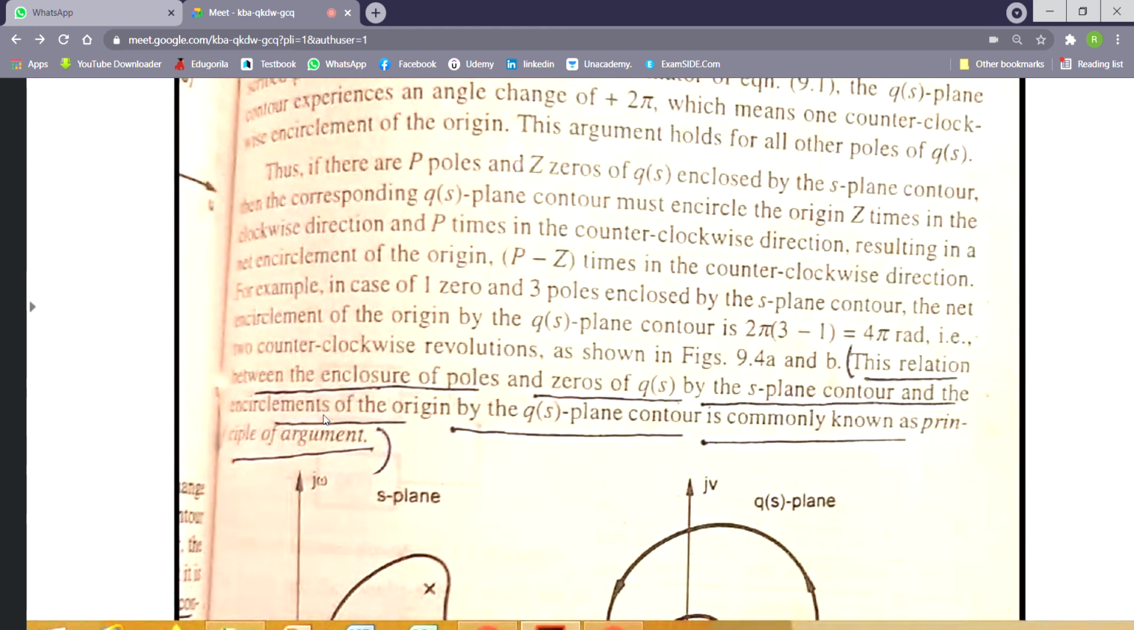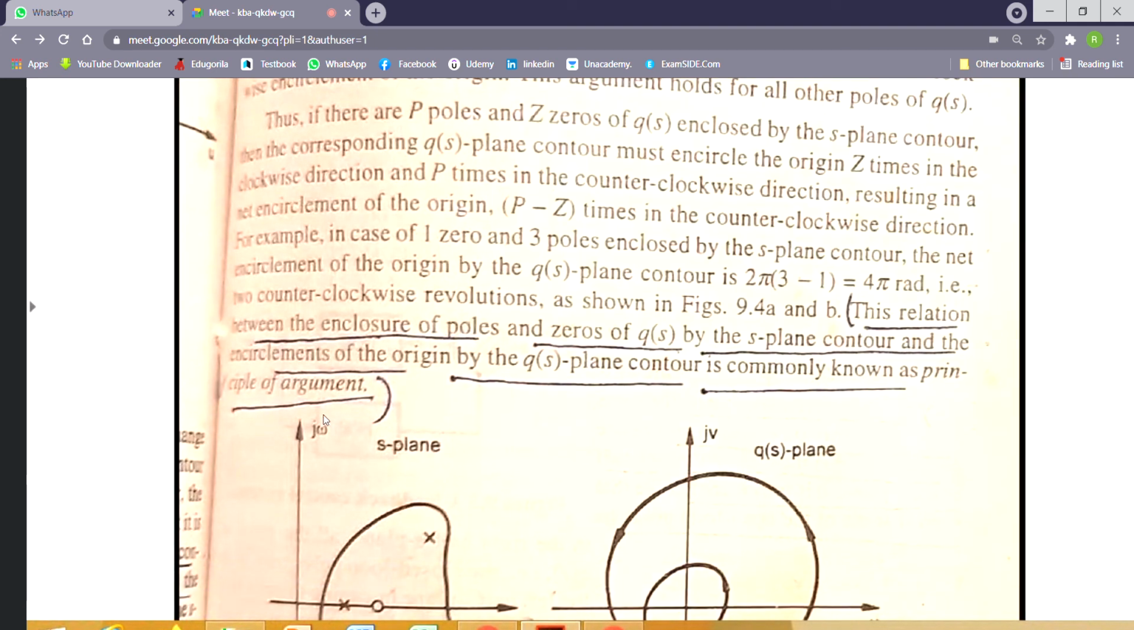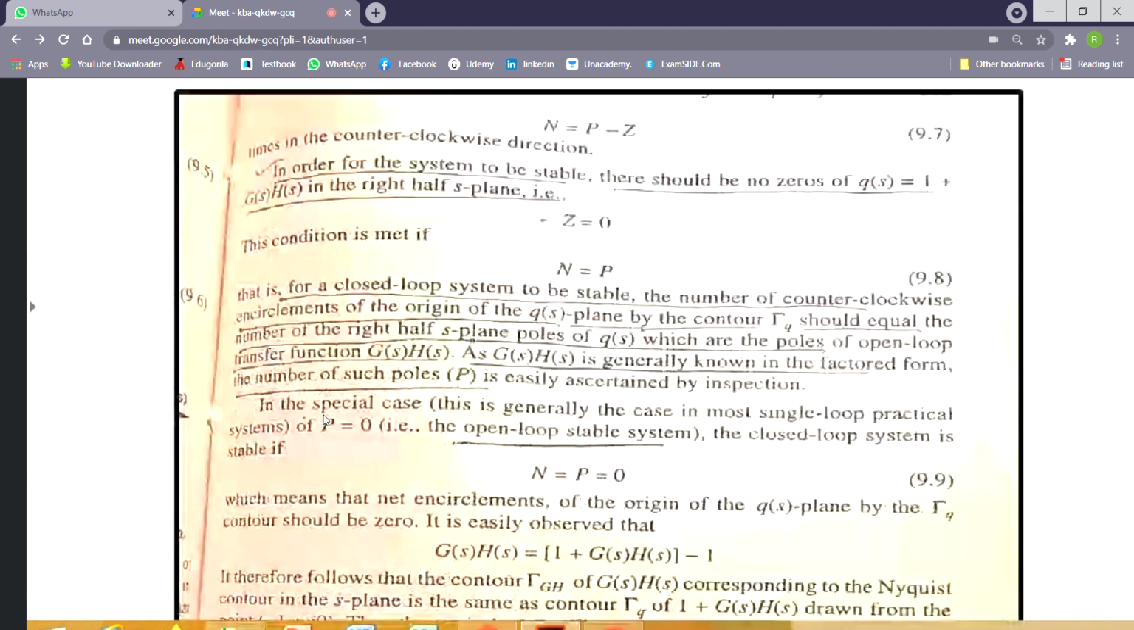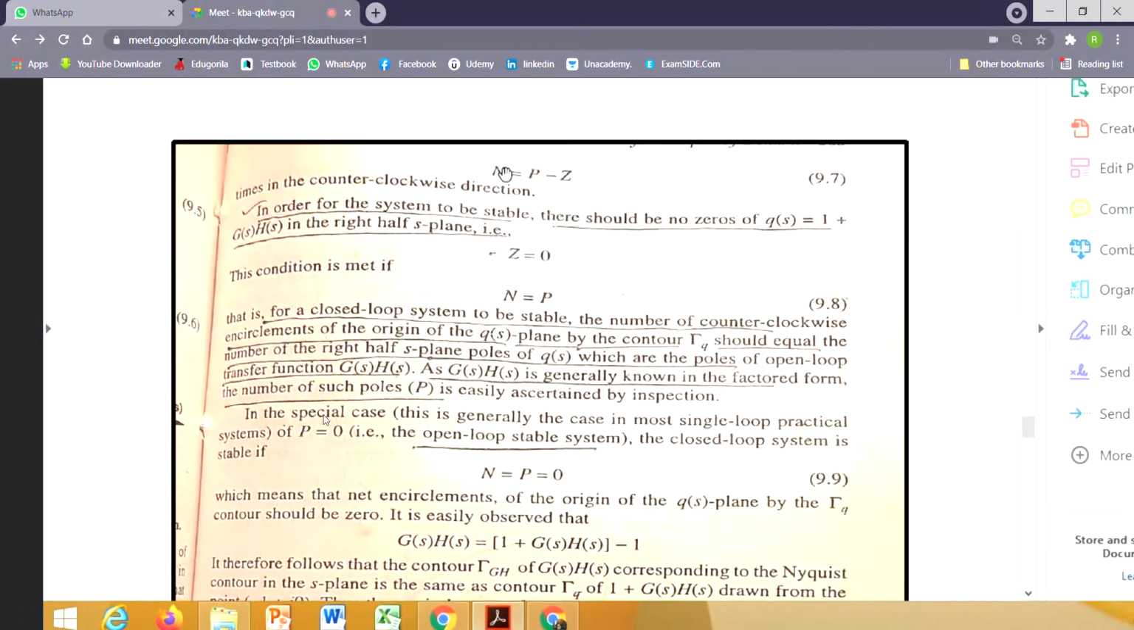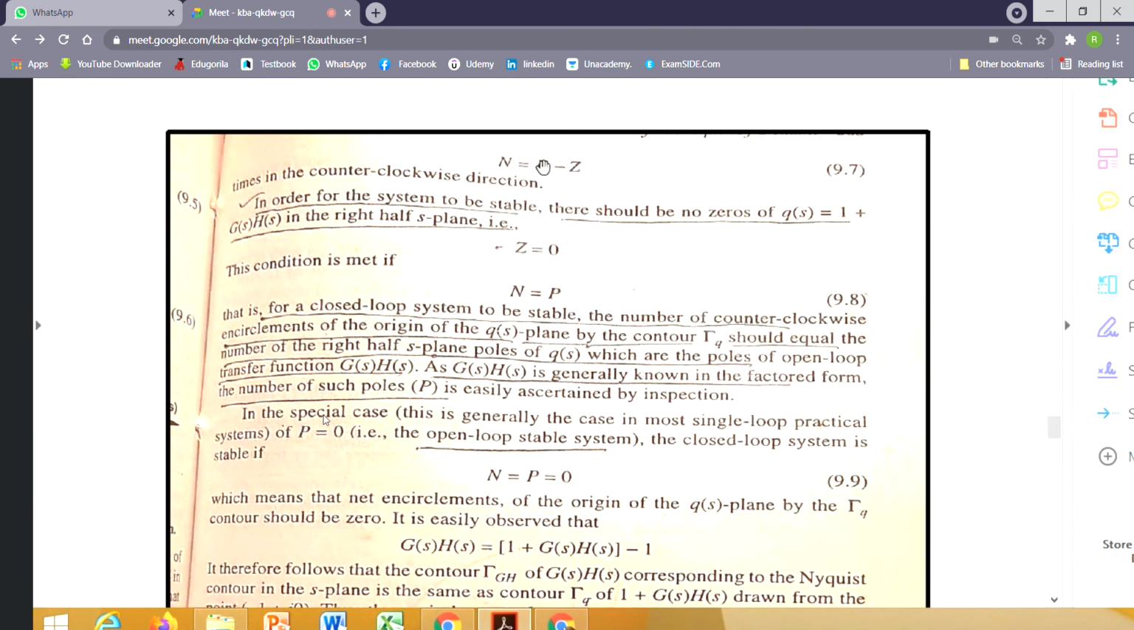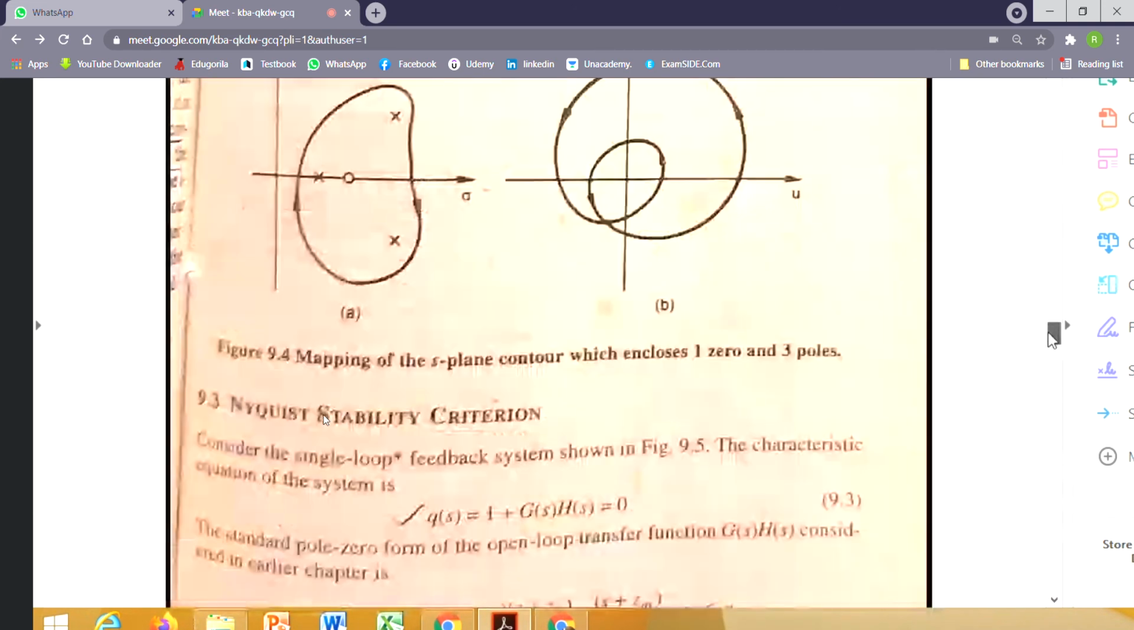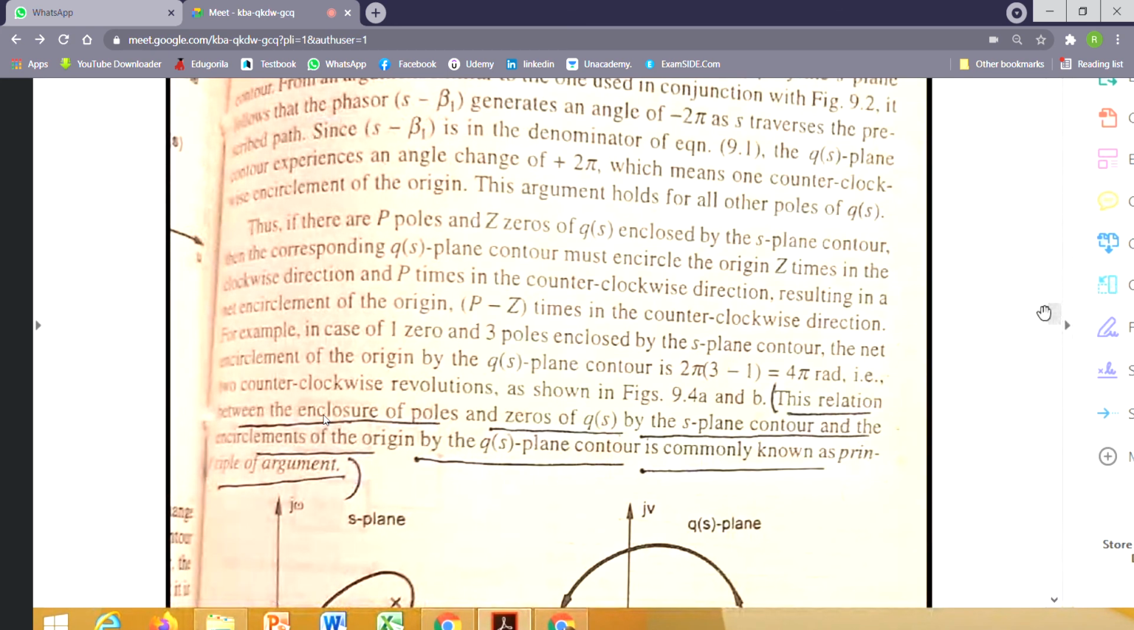I'm talking about this relationship. The total number of encirclements of the origin of the QS plane by the QS plane contour will be N in the counterclockwise direction, which is equal to P minus Z, where P poles of QS and Z zeros of QS are enclosed by the S plane contour. Clear? Clear, ma'am.